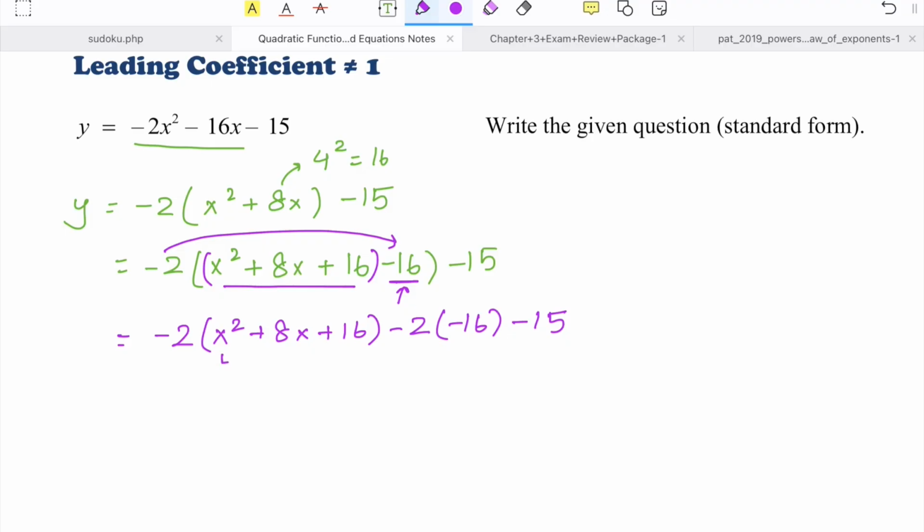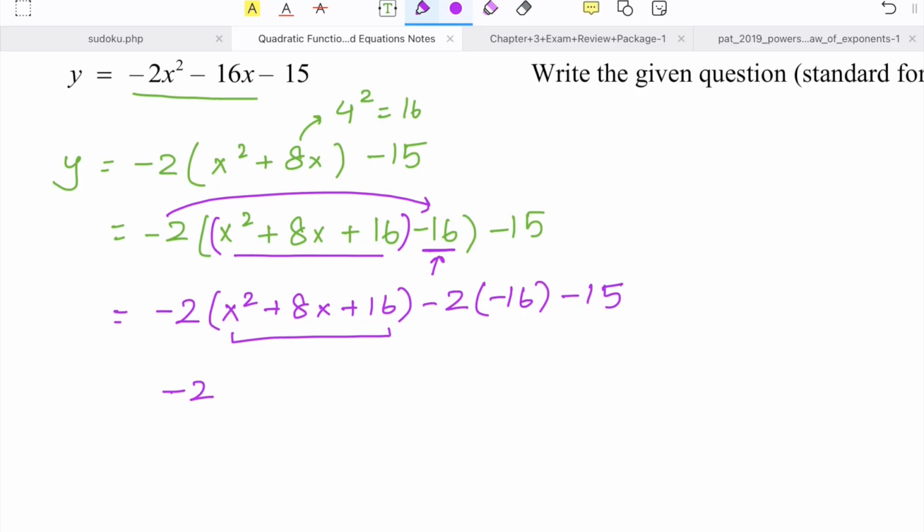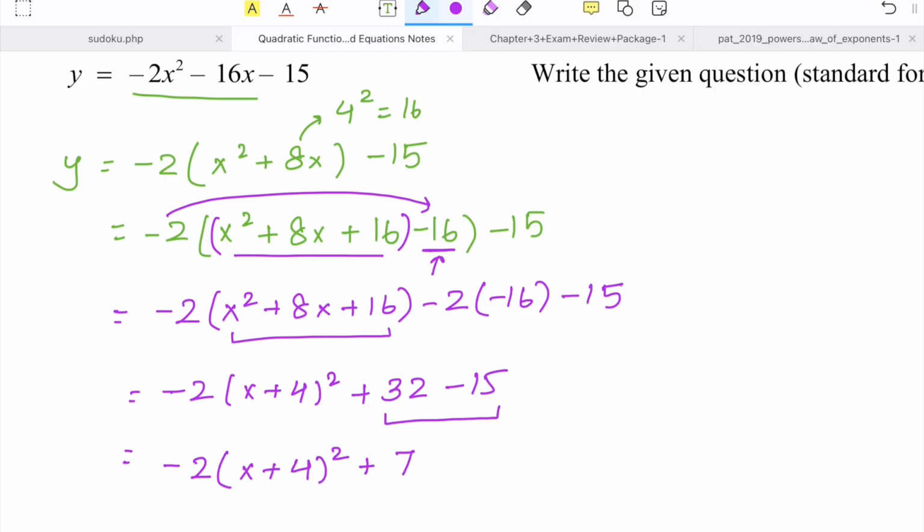So this is going to be, what would it be as a perfect square trinomial? Do you guys know how to factor it? Product sum factor? x plus 4 squared. Awesome. This will be -2 times minus 16 will be plus 32 minus 15. Our like terms, add them. We will get -2 times (x plus 4) squared plus 17 as our vertex form.